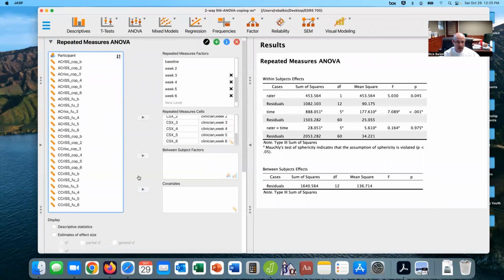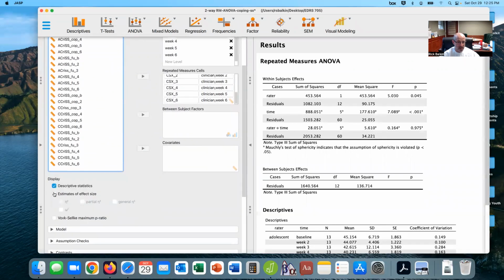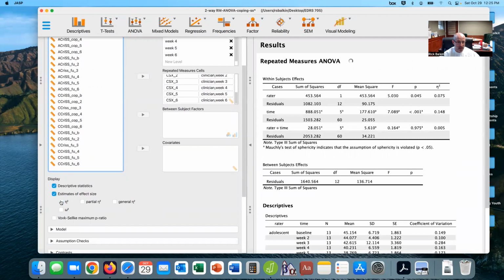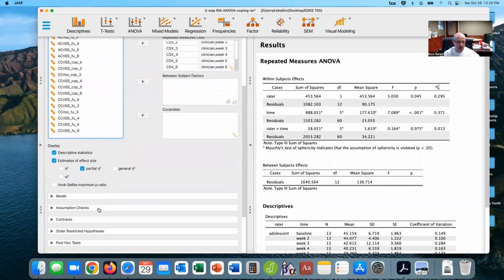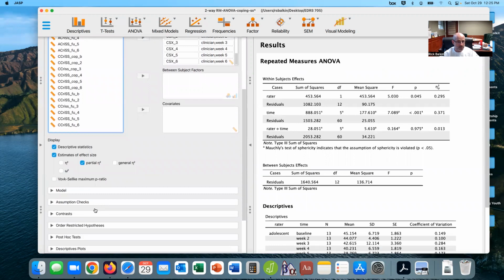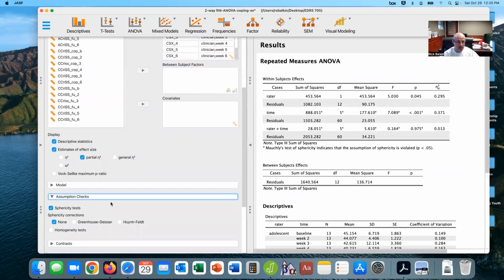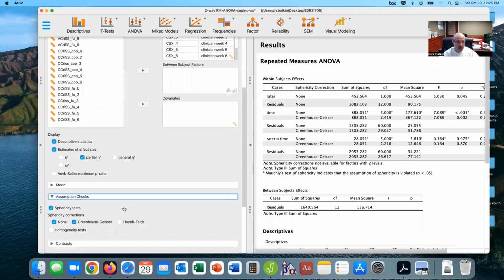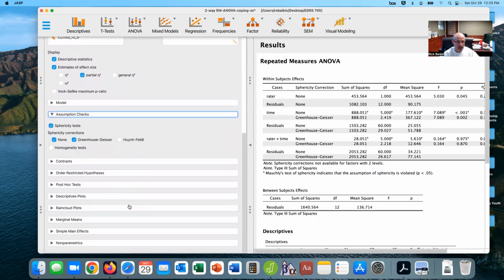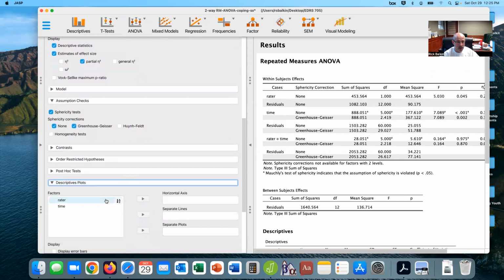I'm going to have to look at descriptive statistics, estimates of effect size. I want to focus on partial eta squared. I want to look at assumptions, the sphericity assumption in particular, and have the Greenhouse-Geisser option if I need it. And I also want to create some plots. I want to have my horizontal axis be time and my raters be my separate lines.